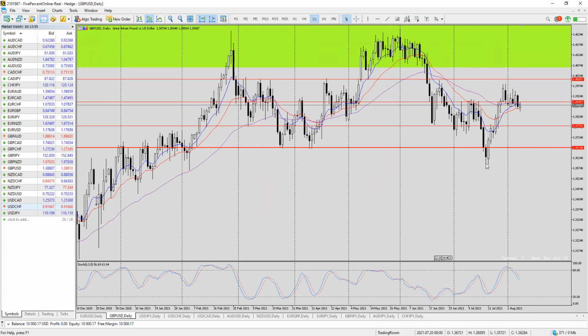And it could be sort of a flag right now, a flag with this pole, and now the sort of channel that you can see here. So this could be a flag, and if this is the case, then the flag is a bullish formation. On the other hand, we have here strong sellers coming, and it's in between the moving averages.